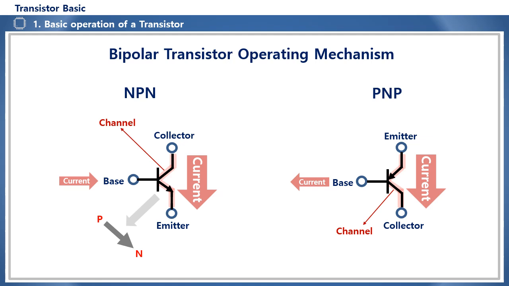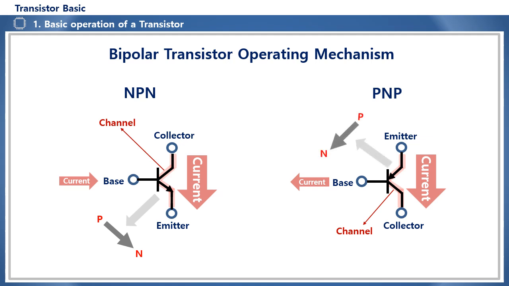Just like a diode, the current flows in the direction of the arrow, so the base side is P and the emitter side is N. Therefore, the remaining collector will be N, so it becomes an NPN, and the base side control current also flows to the base side as in the direction of the arrow. The channel current is a structure in which a large channel current flows from the collector to the emitter in the direction of the arrow.